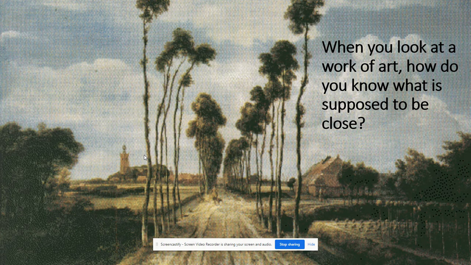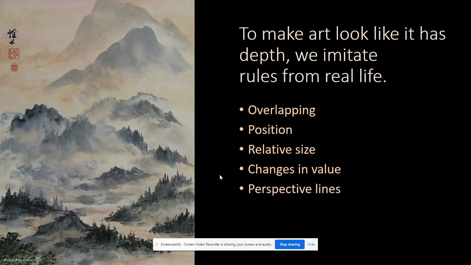So when you look at a work of art, how do you know what is supposed to be close and what is supposed to be far? You use what you know from the real world to understand that this tree is supposed to be closest to you, and these ones back here are supposed to be much farther away. So here's some of the tricks that artists use. To make art look like it has depth, we imitate the rules from real life. Objects overlap each other. Whatever is closest to you is in front.